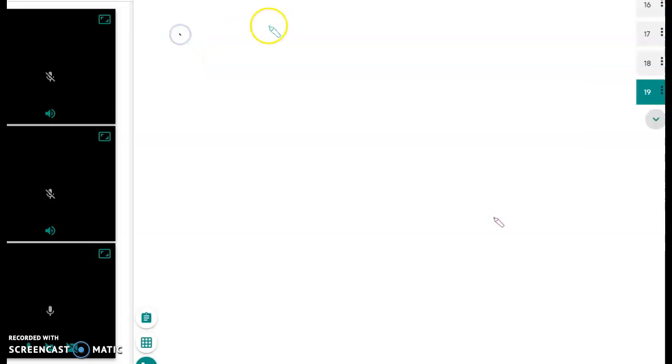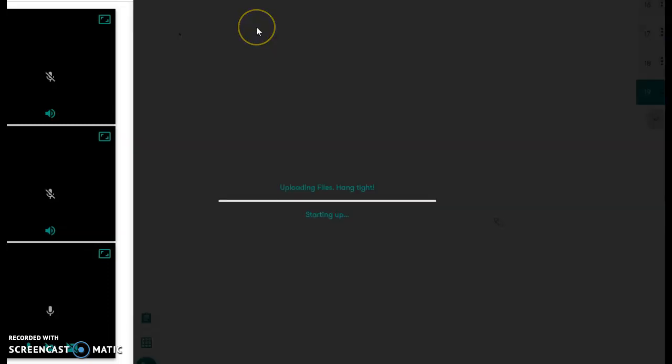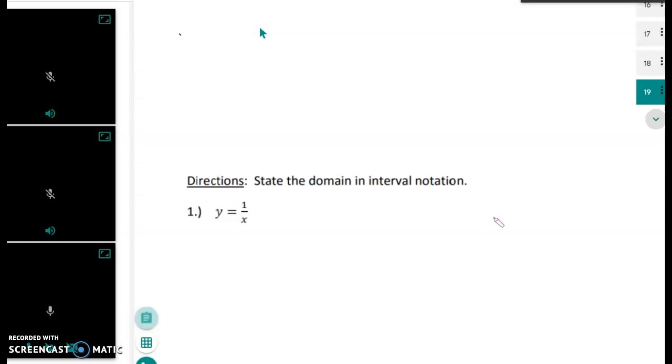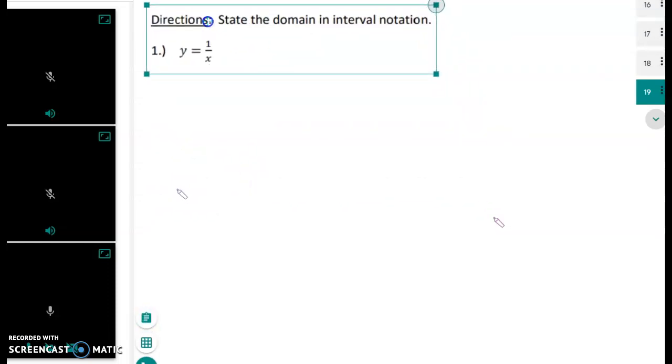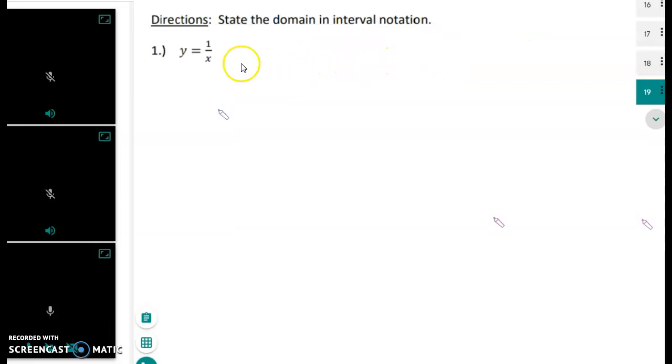This time I'm going to put a question. It's 1 over x. So we're going to find the domain and the range of this function. Okay, so y equals 1 over x. This also can be written as f(x) equals 1 over x. It doesn't matter what notation they give you. g(x) equals 1 over x, it's all the same, or y equals 1 over x.